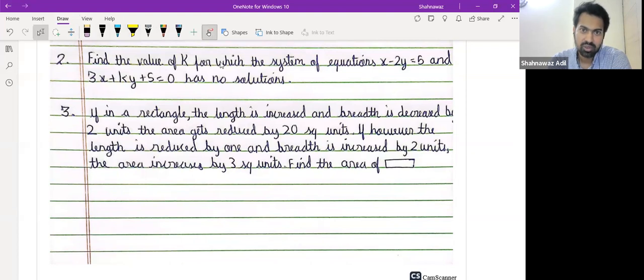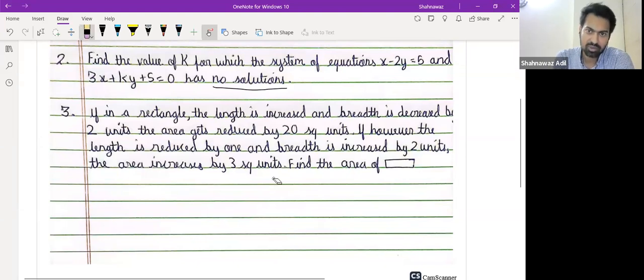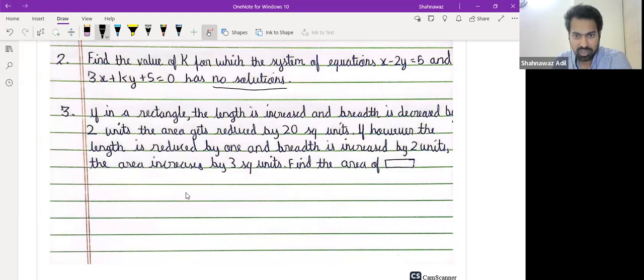So no solution, meaning what we have to find, A1. You tell me. For no solution, what is the condition? A1 by A2, B1 by B2, equal or not equal? It's equal, A1 by A2 equals B1 by B2, and it's not equal to C1 by C2.